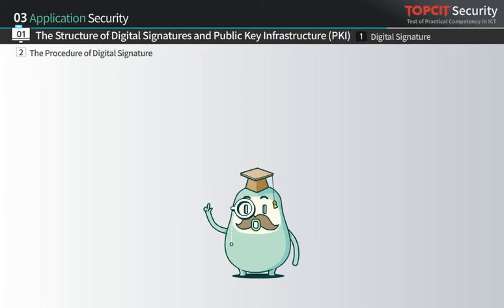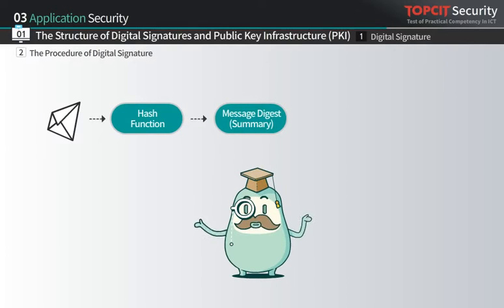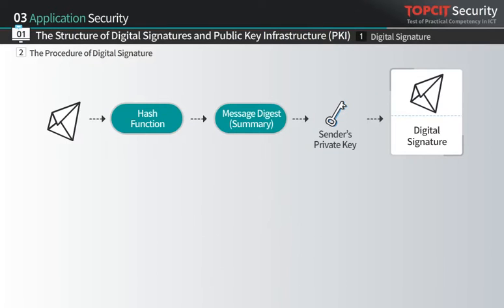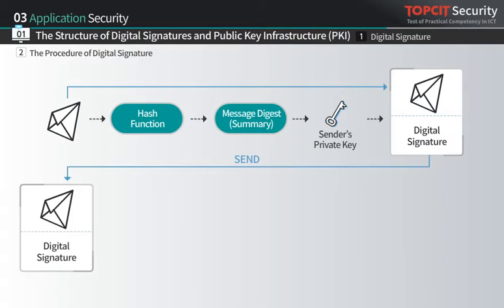Let's look into the digital signature process. First, the sender creates a message digest, a fixed-length string, by applying a hash algorithm to the message to be sent. Then, it encrypts the created message digest, using its own private key to create a digital signature. The message and digital signature are then sent to the receiver.